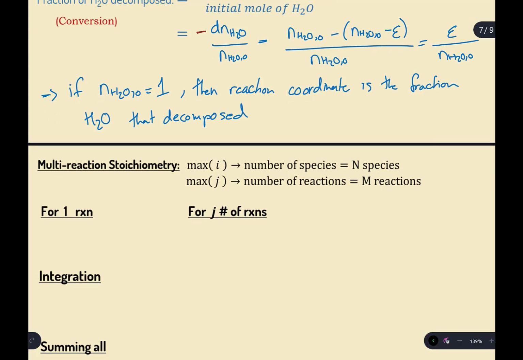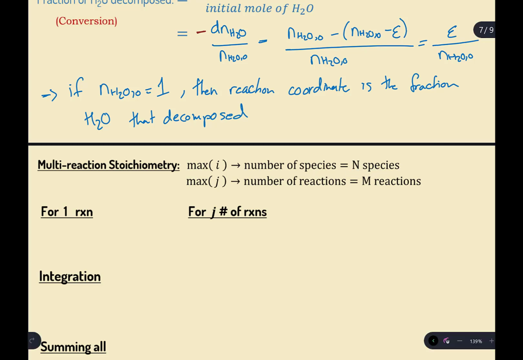So in this case, as we've been defining it in the previous slides, i is my species. J will be a reaction. So if I have one reaction, then j would be equal to 1. If I have two reactions, we would have j equal 1, j equal 2. So what we wrote here is that max j is the number of reactions, which we're going to call M. And the maximum i would be the number of species, N.